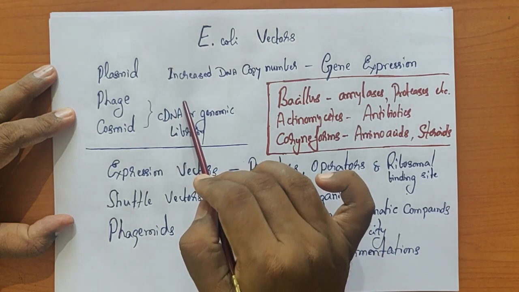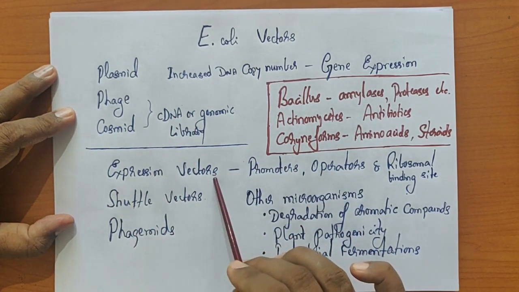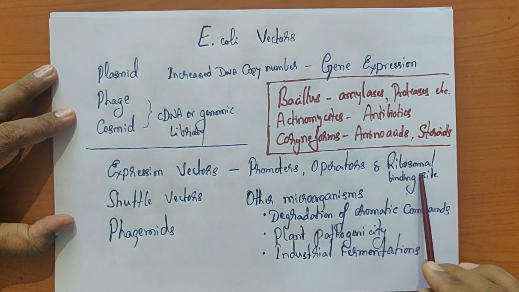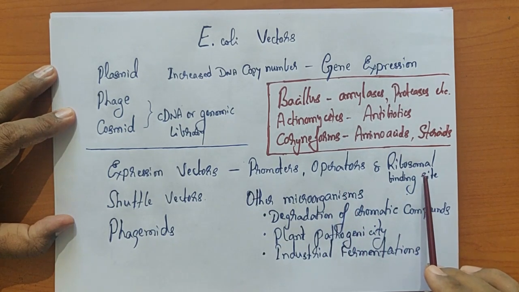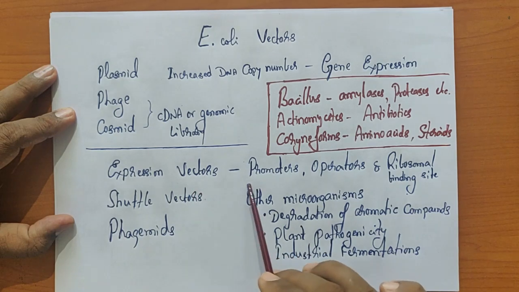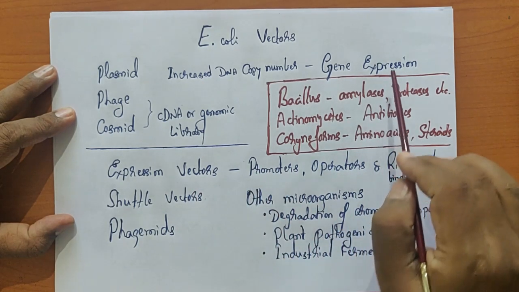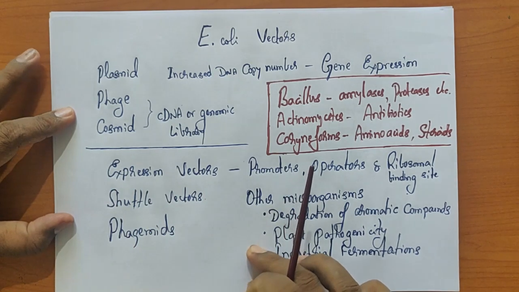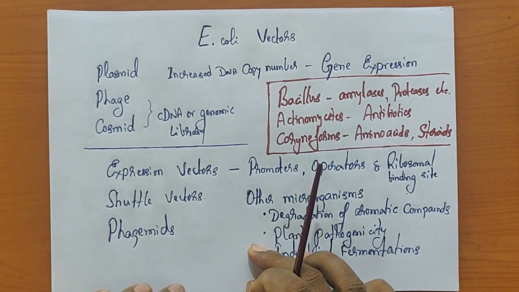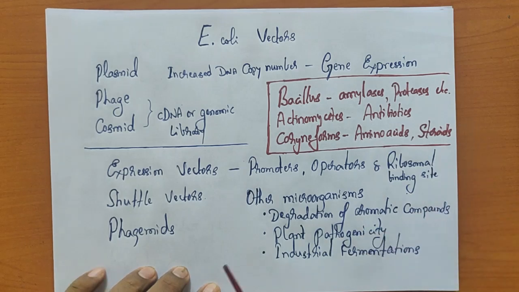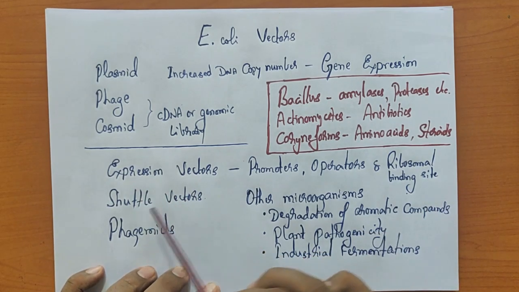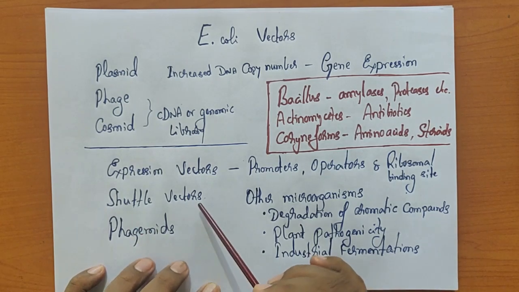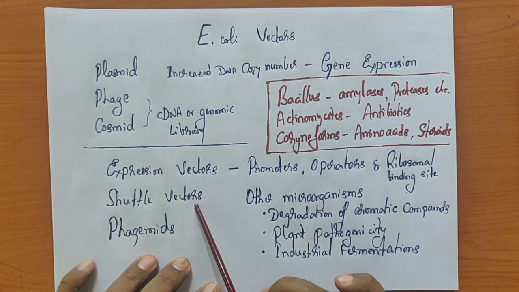So apart from the origin of replication, in case of expression vectors, promoters with the regulatory elements and the ribosomal binding sites are very, very important. Any vector which has all these elements required for expression, we call an expression vector. We are going to discuss these expression vectors in the coming videos. Apart from that, we also have another vector, which we call shuttle vectors. What exactly do we mean by shuttle vectors?